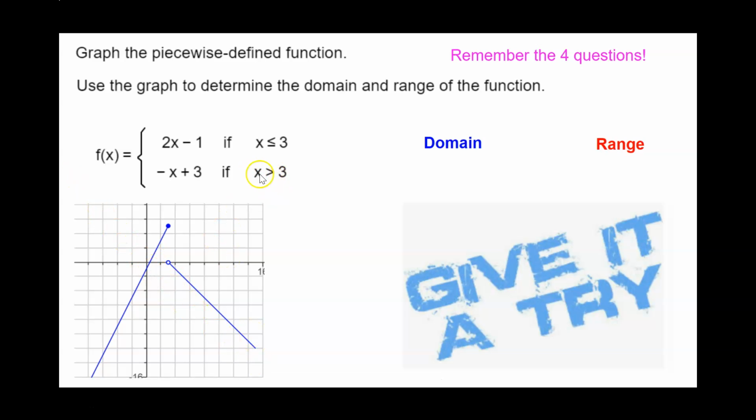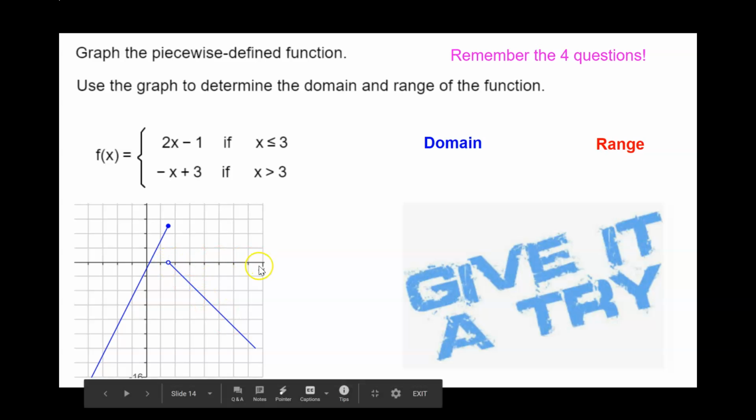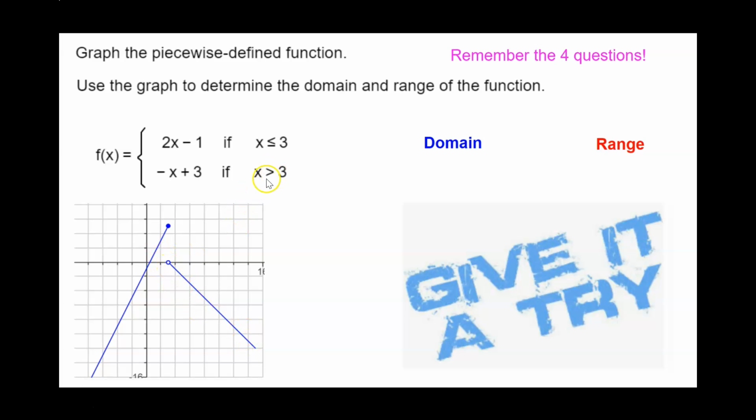But again, I want all the x's greater than 3. So here's my 3. I just want everything greater. That means going in this direction from 3. That's going to be all for this one. It's going to be an open circle because it's going to be the greater than symbol.